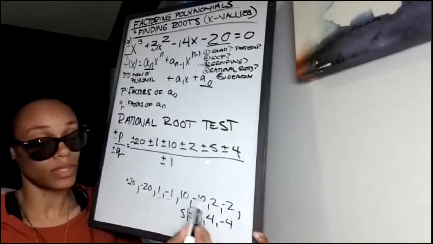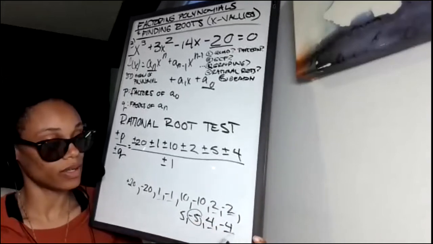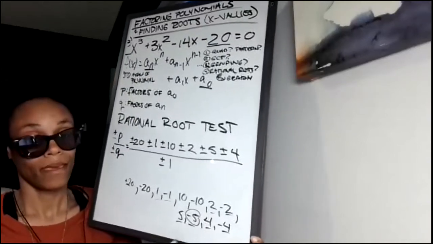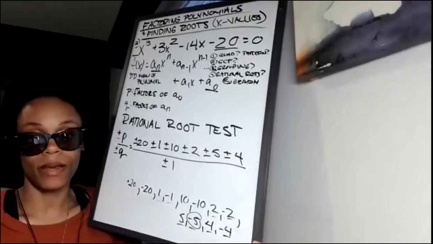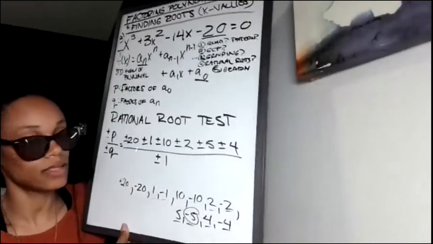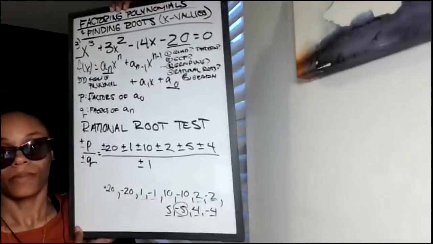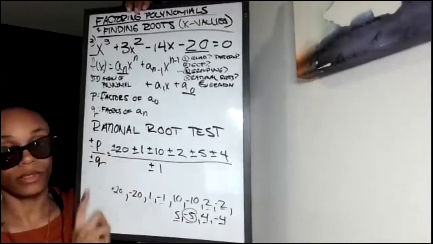You may just want to start with the smallest number, 2, then -2, 4, then -4, and then you would have gotten to 5 and -5. And the reason why I think you guys may not do much of this in your class is because, yeah, that's a lot of testing. Now let me show you the test. But this is how you get these roots.